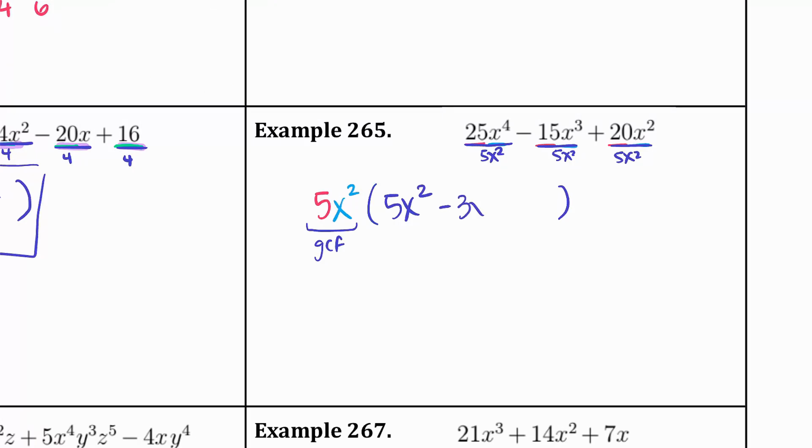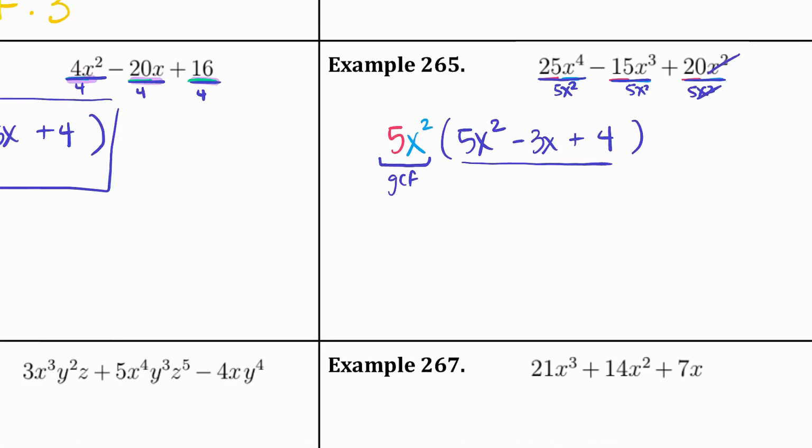You can write 3x to the first, you can just write 3x. And then our last one, 20x squared divided by 5x squared, just gives me plus 4. We don't have any x's left because we factored them all out. So we end up with our GCF out in front, our greatest common factor, and then what we're left with inside those parentheses. Okay, a couple more times here.